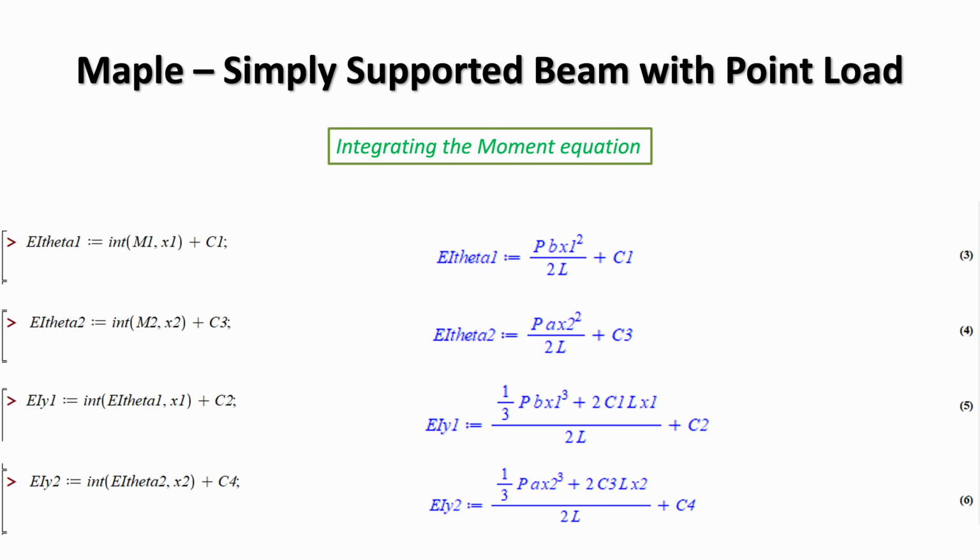We then move on to integrating the slope expressions once more to obtain the deflection in each region. Each second integration introduces an additional constant of integration. At this stage, Maple has generated general expressions for slope and deflection in both regions, but the constants are still unknown. These will be determined next using the boundary and compatibility conditions.